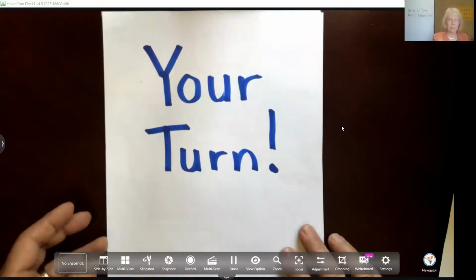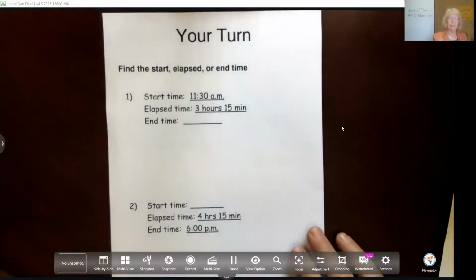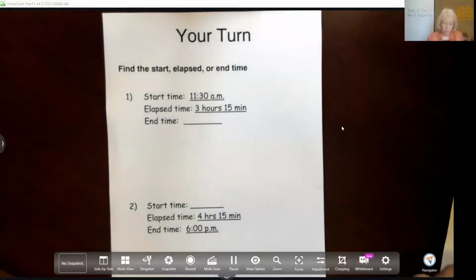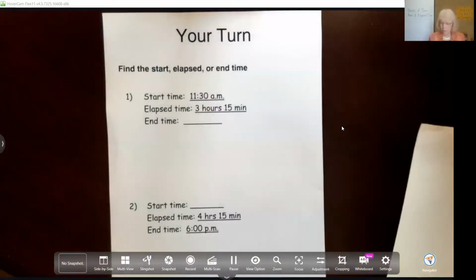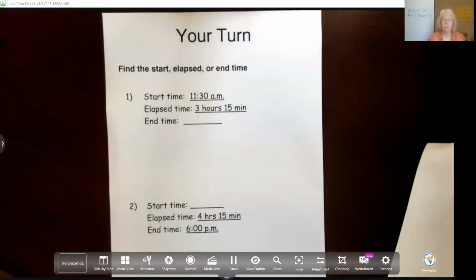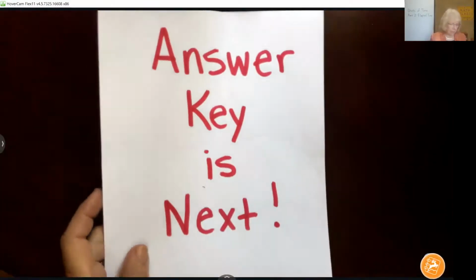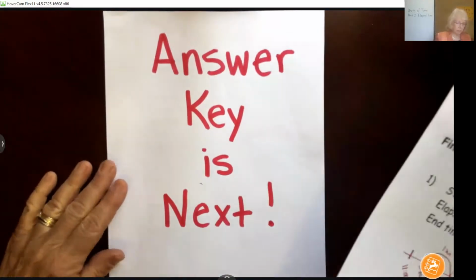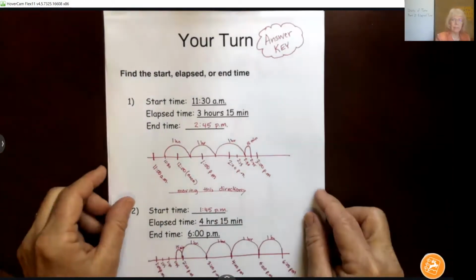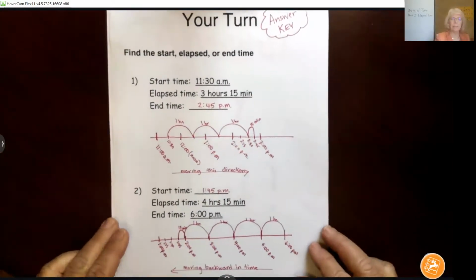Had to adjust the document camera there. Here are your 2 problems. So pause the video, do your best to work them out. The first one is just like the first problem I did, and the second one is just like the second problem I did. And next comes the answer key. So if you haven't done those problems, pause, go back and do them. If you need to, rewind, watch the examples. And here are your answers.